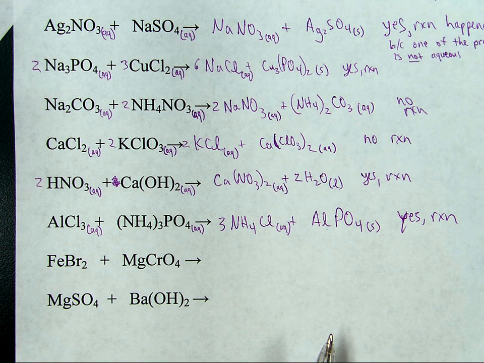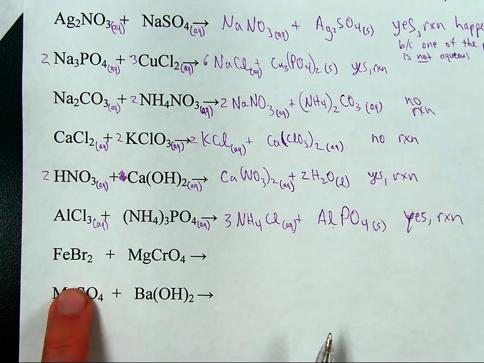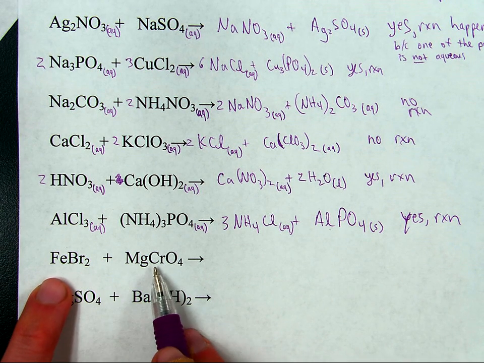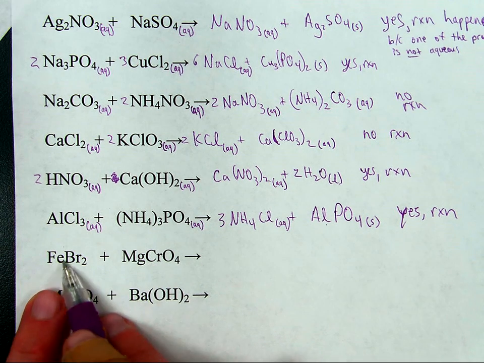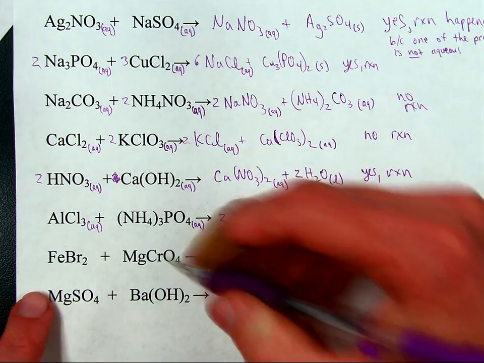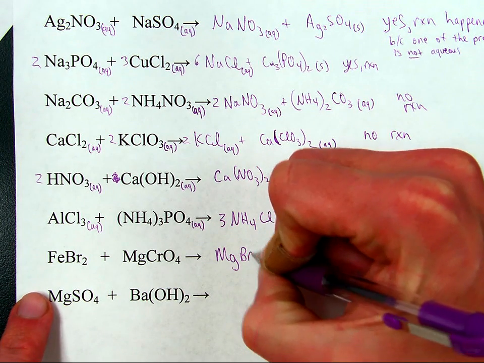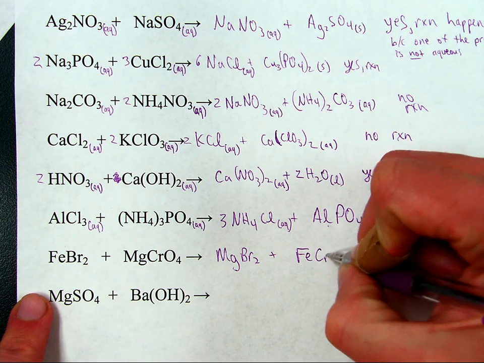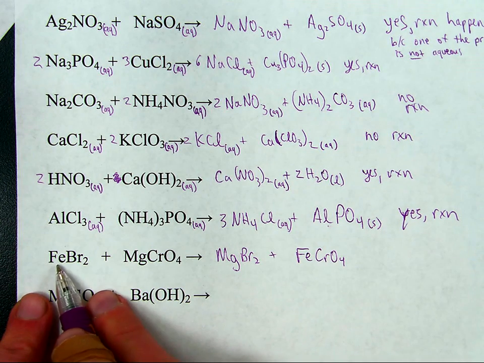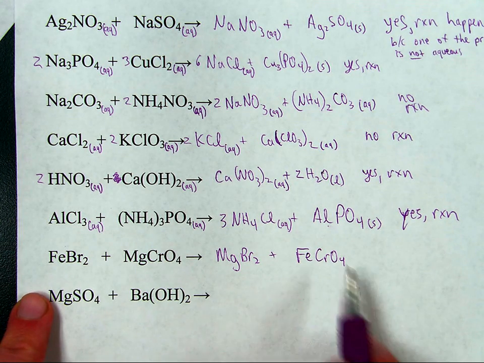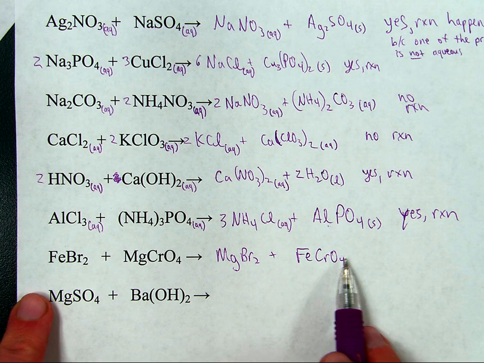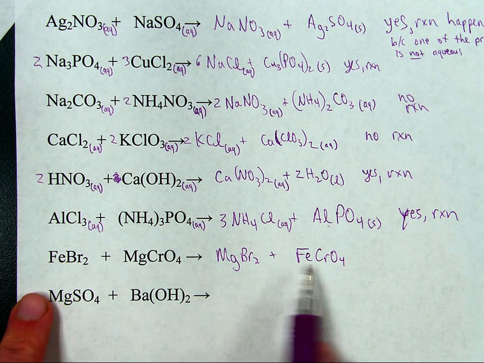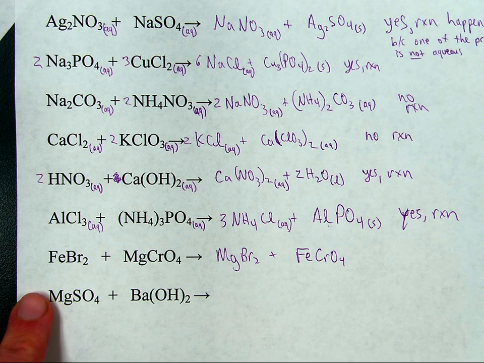Now let's see this next one. Iron 2 bromide and magnesium chromate. Alright, switch the pieces, put the iron here, put the magnesium here. MgBr2, correct formula, and FeCrO4. We'll assume the iron retains its 2+ charge, and this is its positive 2 charge. This is the negative 2, so 1 of each. No balancing necessary. Great.